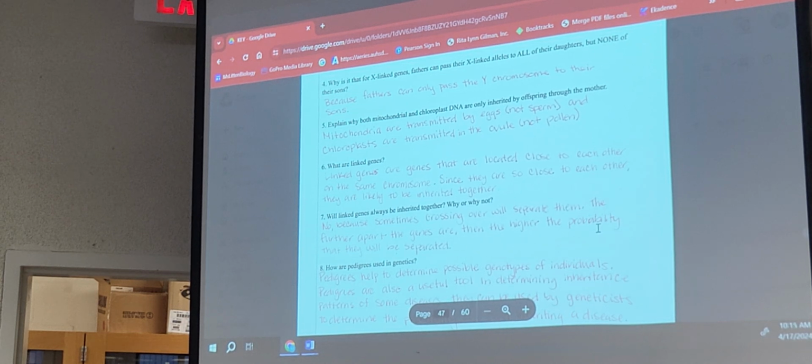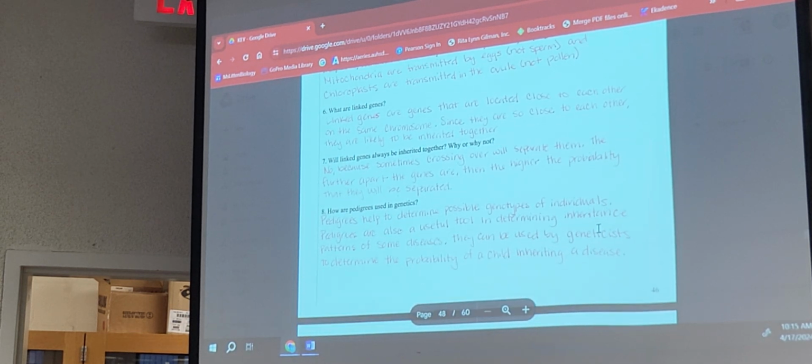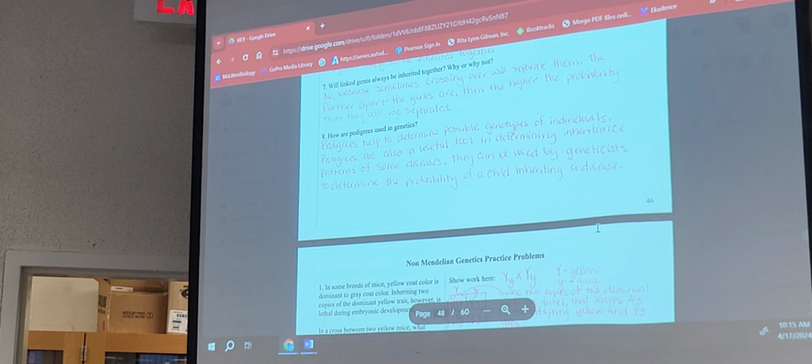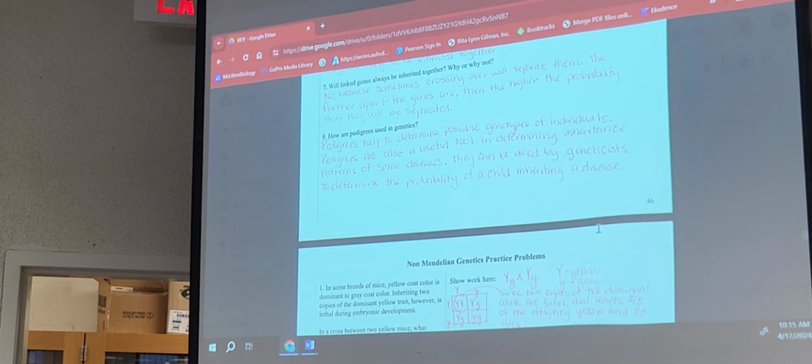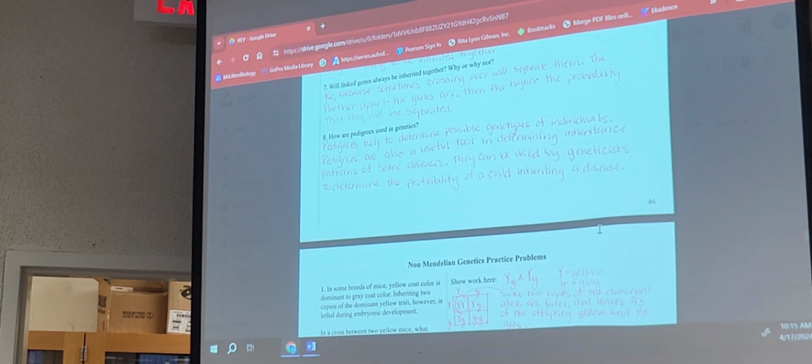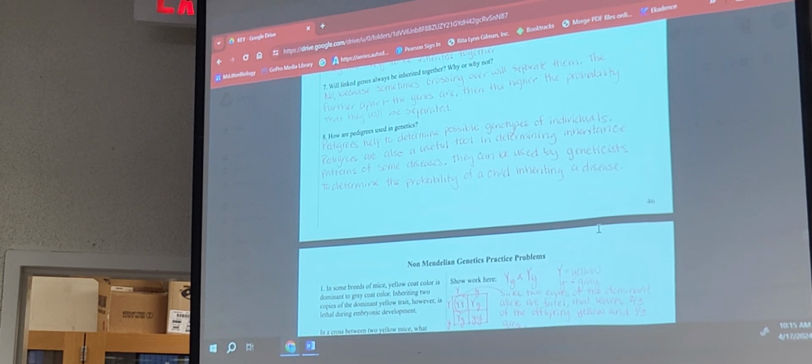Linked genes always be inherited together? No. Even if they're linked, they don't always have to be inherited together, because wherever the synapse occurs is going to be an exchange. We could break that linkage. It's not as common, but it could happen, right? This is why we don't see the 1/4, 1/4, 1/4, 1/4.